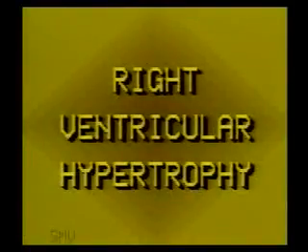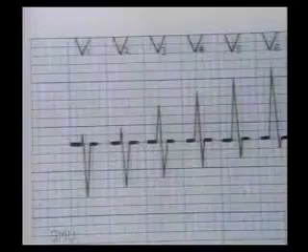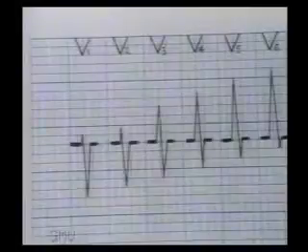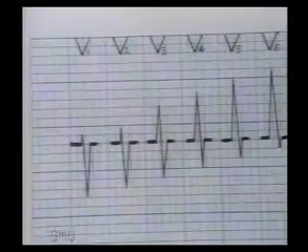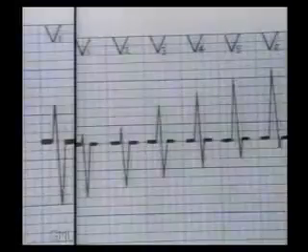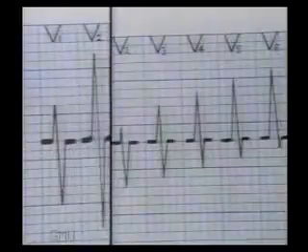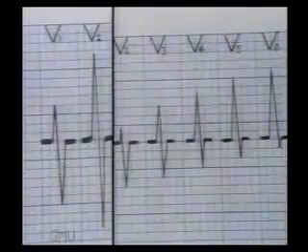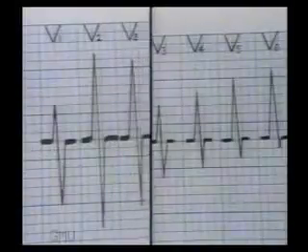Right ventricular hypertrophy. In right ventricular hypertrophy, the pattern of the QRS complexes in the chest leads will be changed. This is the normal pattern from SV1 to RV6. Let us now compare and study the pattern of right ventricular hypertrophy. In right ventricular hypertrophy, lead V1 shows a prominent R wave. Lead V2 also shows a prominent R wave.